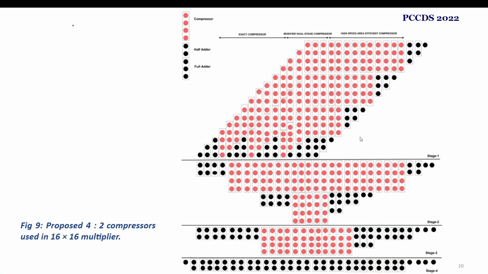This is the proposed 4:2 compressor based 16 cross 16 multiplier. Here for the LSBs we are using high speed area efficient compressors. For the middle bits we are using the modified dual stage compressor, and for the most significant bits, the MSBs, we are using exact compressors because they contribute most to the final result. So we want to reduce the error. So for the MSBs, we are using exact compressors.